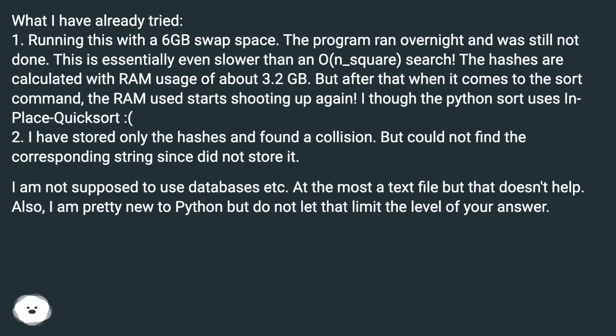What I have already tried. 1. Running this with a 6 GB swap space. The program ran overnight and was still not done. This is essentially even slower than an O(N squared) search. The hashes are calculated with RAM usage of about 3.2 GB. But after that, when it comes to the sort command, the RAM used starts shooting up again. Either the Python sort uses in-place quicksort, or not.